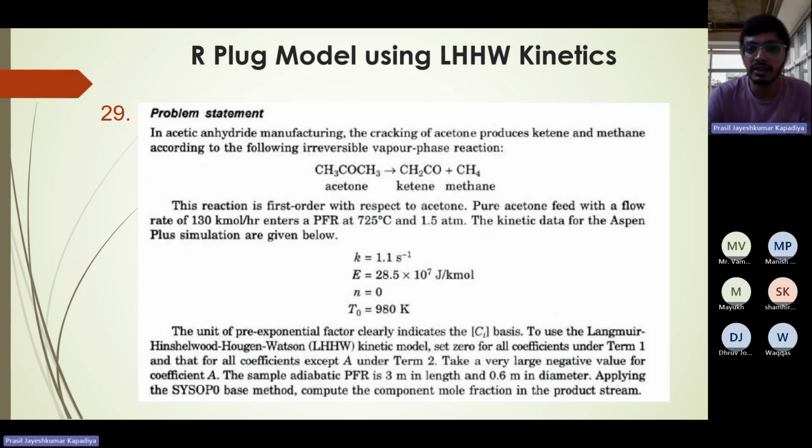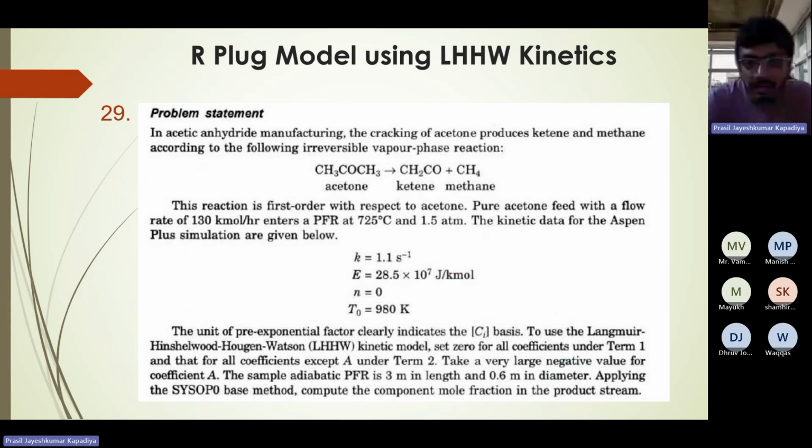Pure acetone feed with a flow rate of 130 kilomoles per hour enters a plug flow reactor at 725 degrees Celsius and 1.5 atmosphere. So feed conditions and reactor conditions are given. The kinetic data is also given. The value of k, activation energy, n equal to 0 is given here, and T0 is given as 980. The unit of the pre-exponential factor clearly indicates the CI basis.